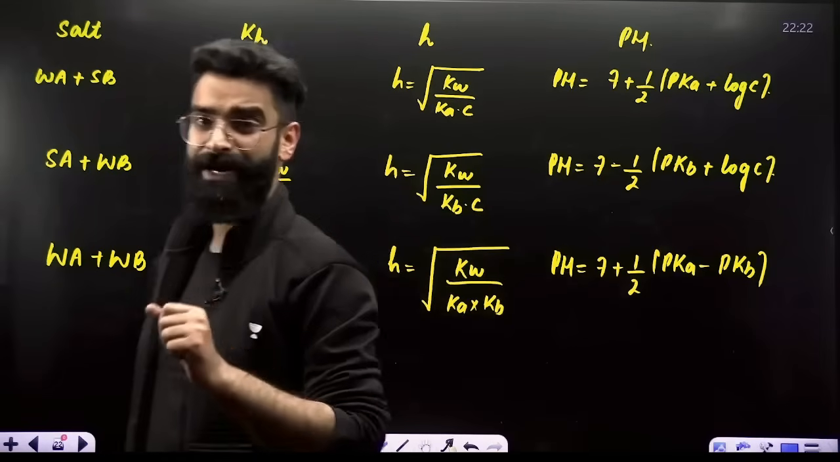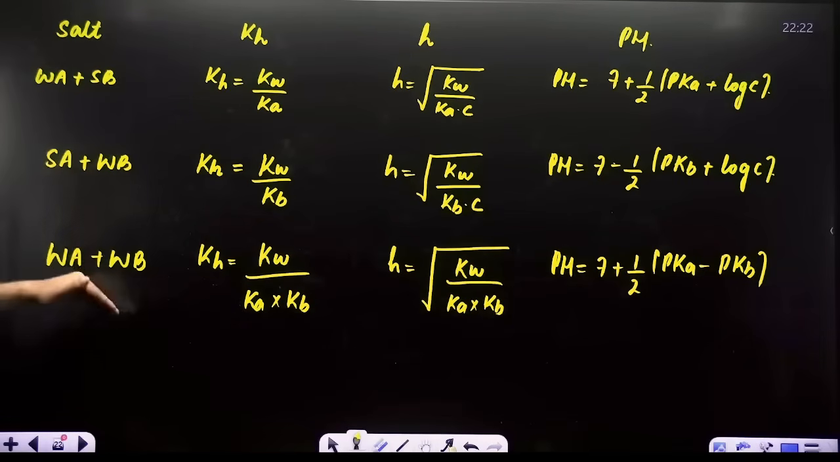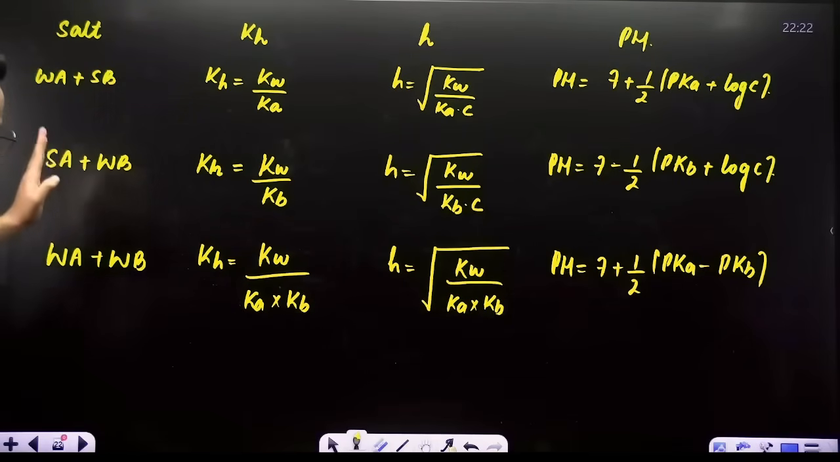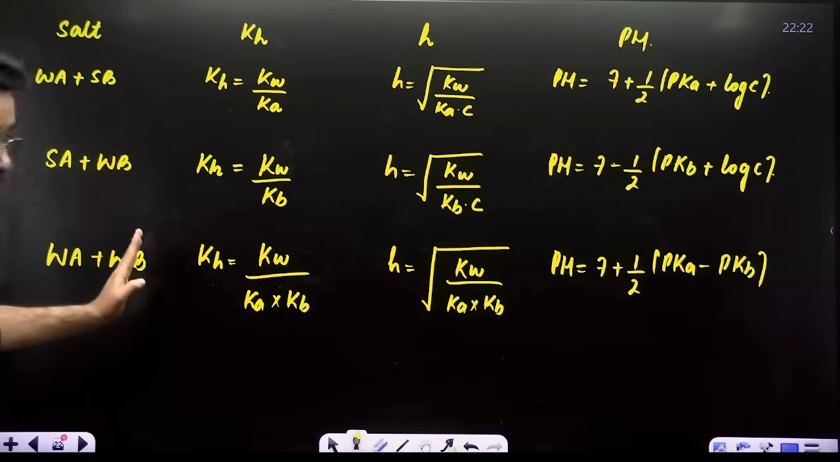Now, when it comes to salt hydrolysis, you have got different types of salts: salt of weak acid strong base, salt of strong acid weak base, salt of weak acid weak base, right?